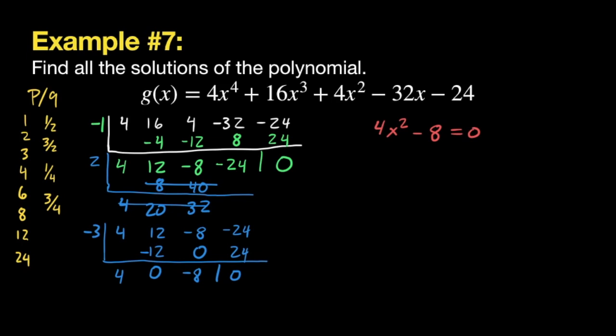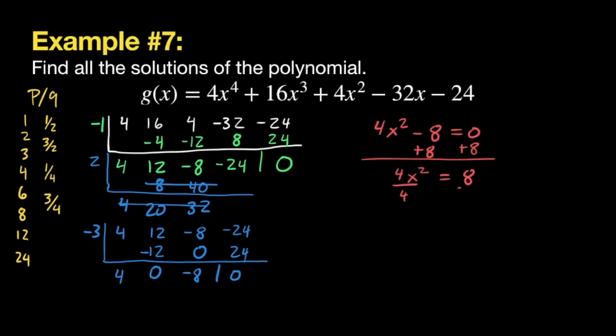We're able to solve this one very straightforward just by doing inverse operations, or you can do the quadratic formula if you would like. In this case, we're going to solve it straight. So we're going to add a to both sides. We get 4x to the second is equal to 8.